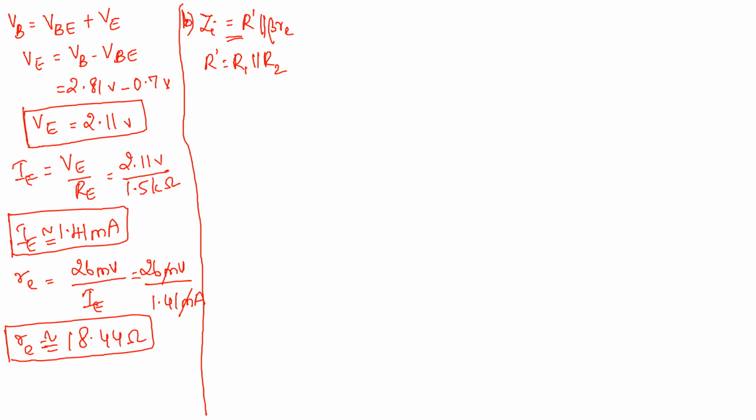So for example, if you take the input side, what you will be getting? R1, R2, and you will be having beta into re across the input side. So what will be your total input impedance? Input impedance is equal to R1 parallel to R2 parallel to beta into re. That is why R1 parallel to R2 is taken as R dash. That's it. Okay, so first you can calculate what is your R dash.